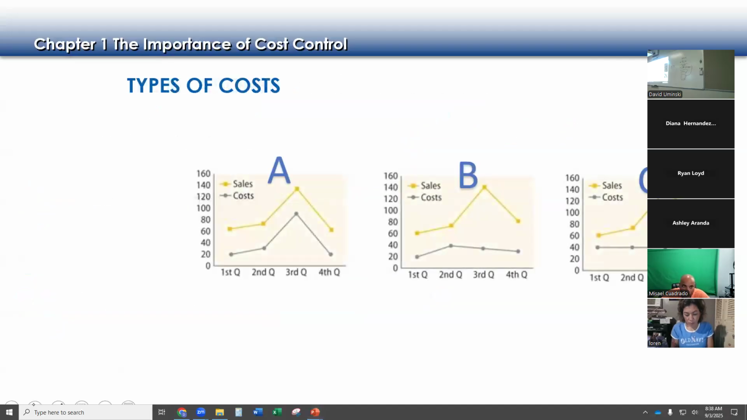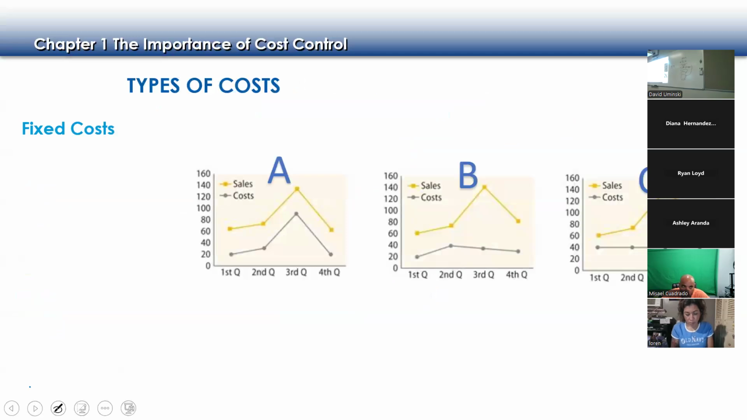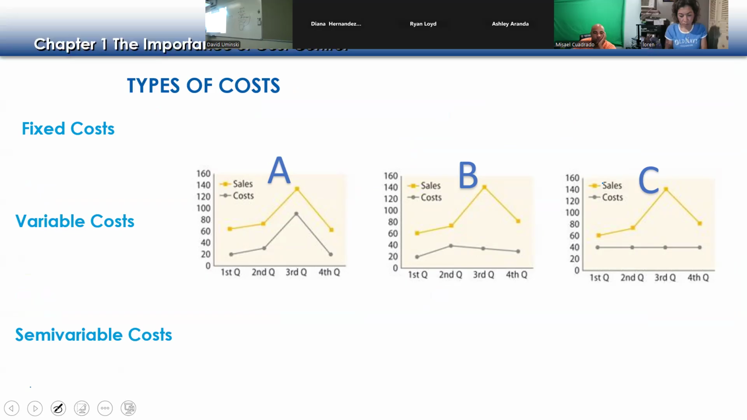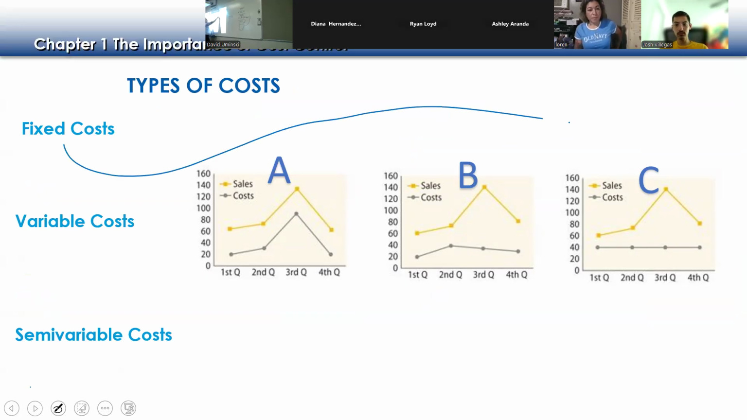All right. So we have 3 different types of costs. Fixed costs. Which one represents the fixed costs? C. Why is it C? Because it never changes. It just stays there. Look, our costs just stay flat.